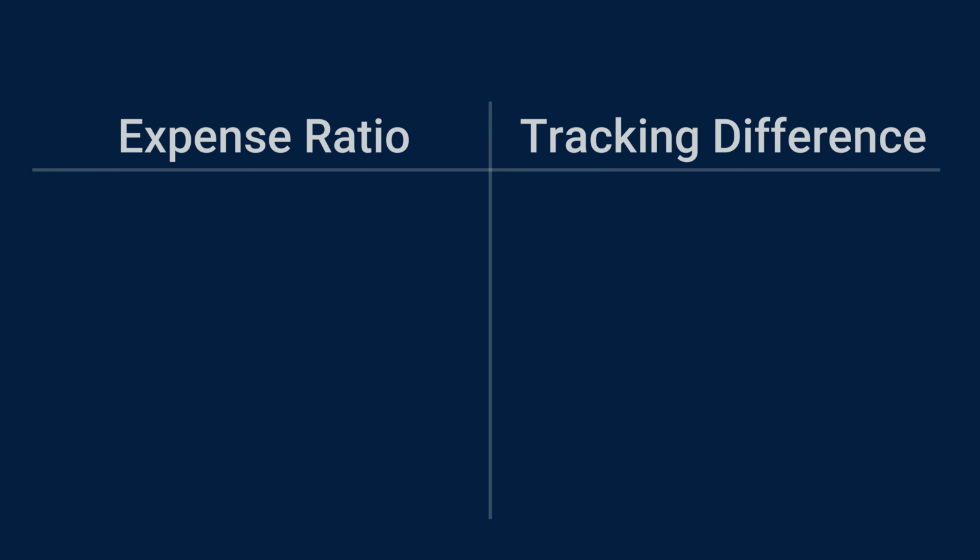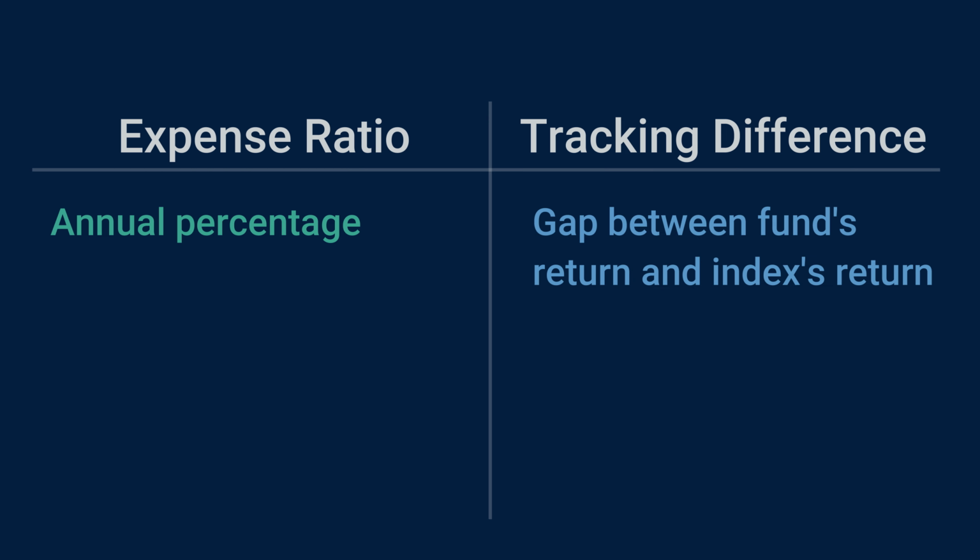Expense ratio is not tracking difference. The expense ratio is the stated annual percentage. Tracking difference is the realized gap between the fund's return and the index's return. Tracking difference can be better than the expense ratio, or it can be worse than the expense ratio.